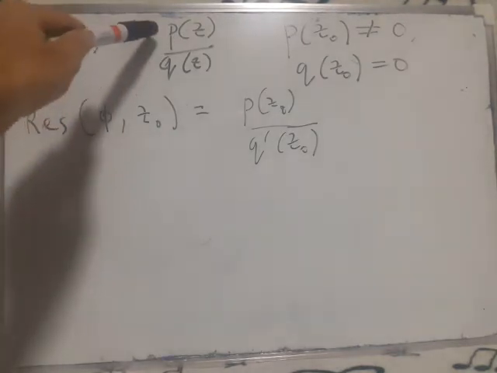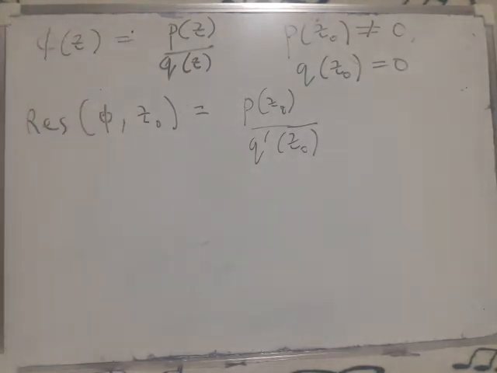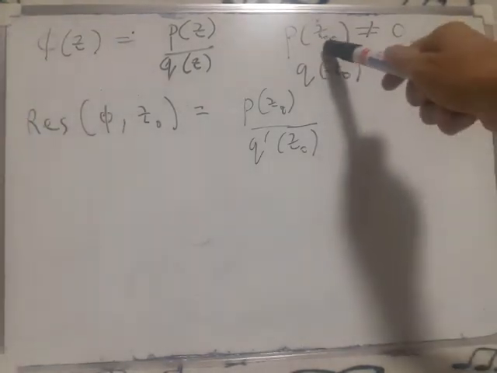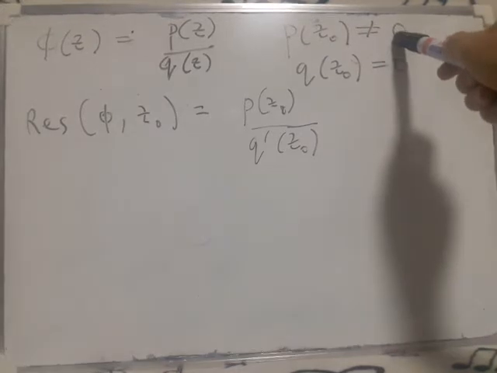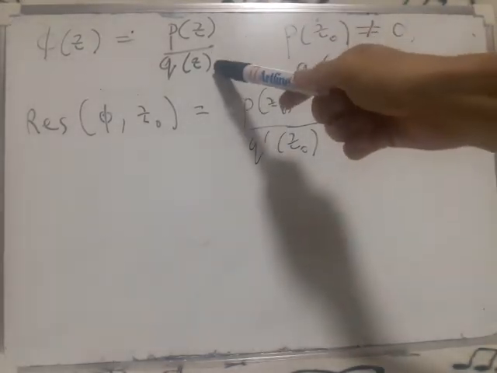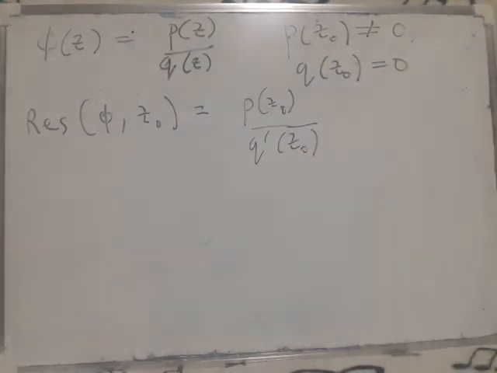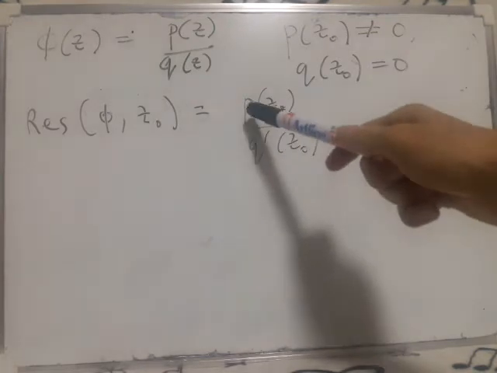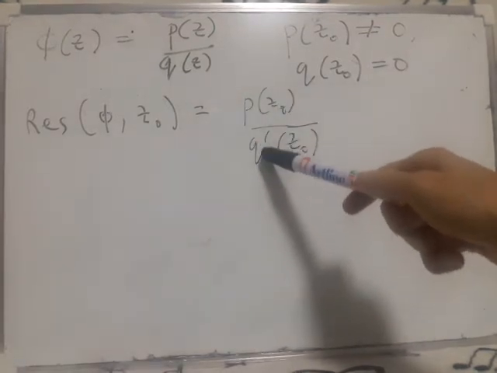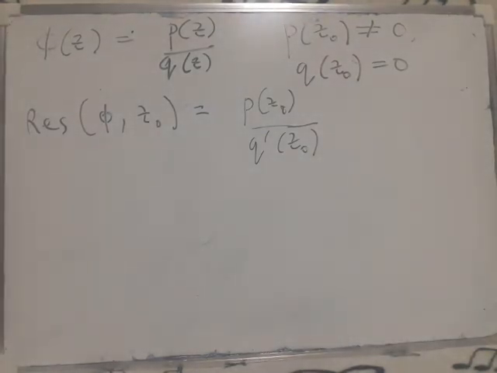phi in the form p over q, where importantly p at z0 is not allowed to be 0, and since it's a simple pole, that means q itself at z0 must be 0. So the residue is given simply by p at z0 divided by q dashed, the derivative of q at z0. So why does this work?